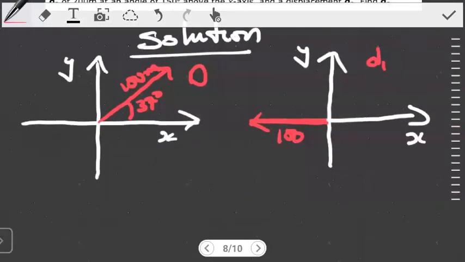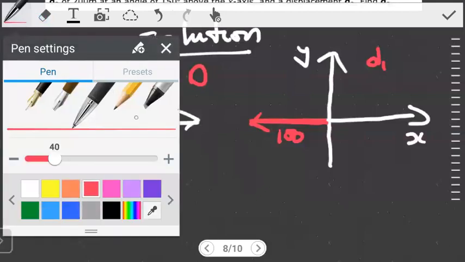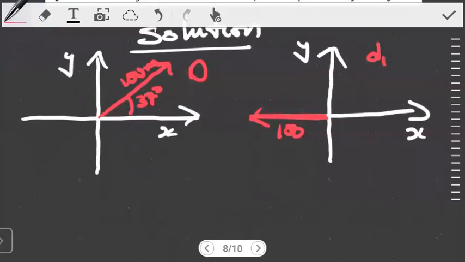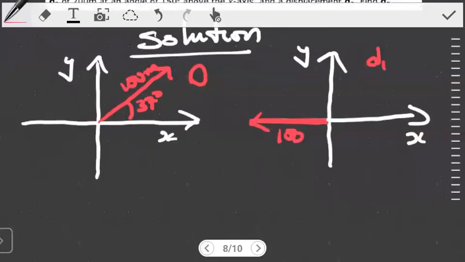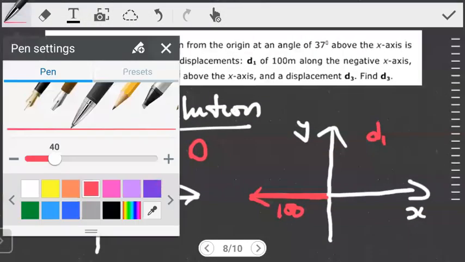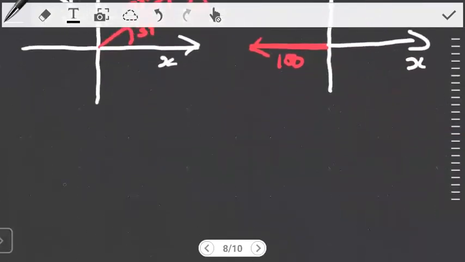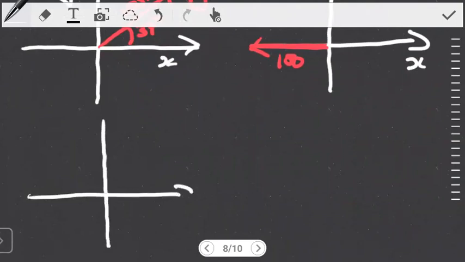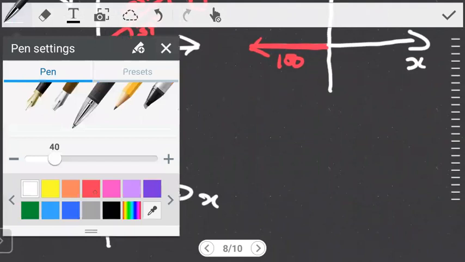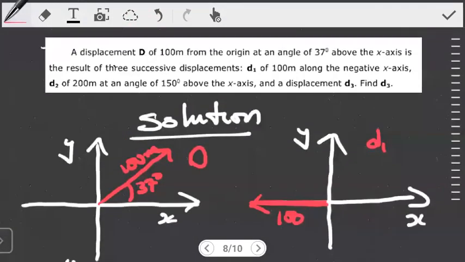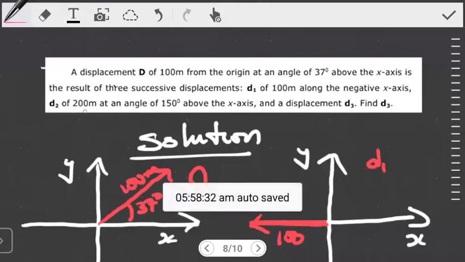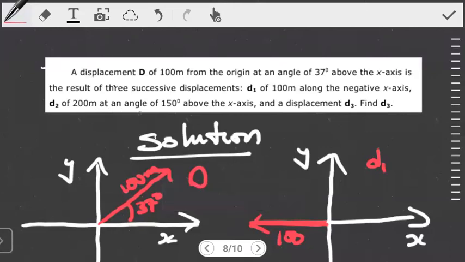And then what else? We have one more vector which is given, and that vector is D2. What are they saying for D2? Well, let me first sketch my graph. So for D2, what we have is something like that. Then we have the x-axis and the y-axis. So for D2, the description is D2 is 200 meters at an angle 150 degrees above the x-axis.